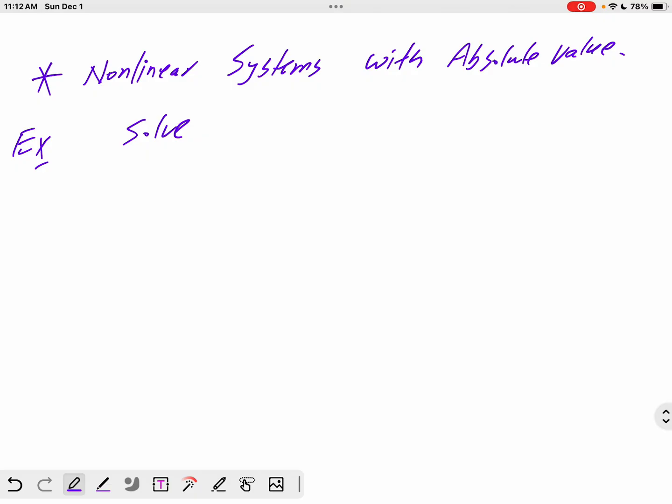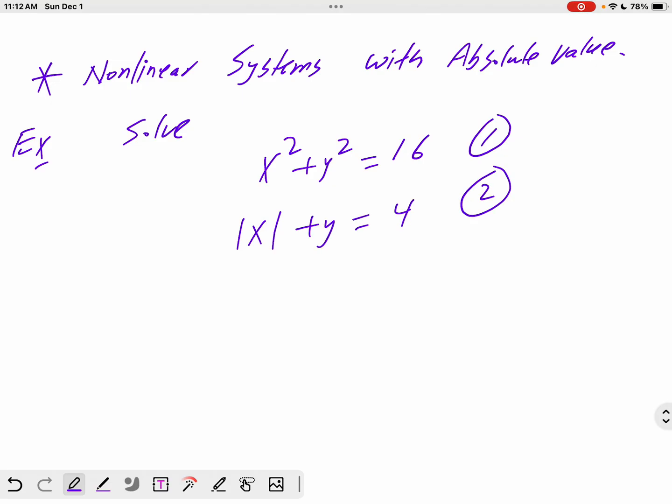Solve x squared plus y squared equals 16. That's number one. The second one is the absolute value of x plus y equals 4. They're both non-linear systems. So in this case, we can eliminate, but I think the easiest way is to substitute. So isolate.